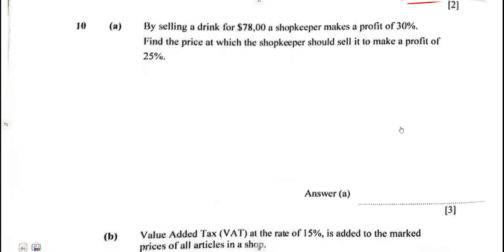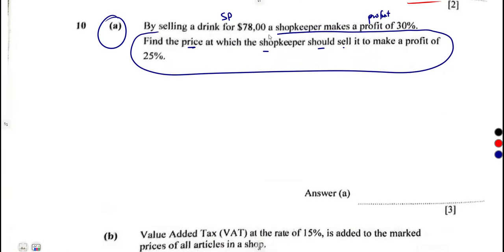All right. Number 10, by selling a drink. For this, we have got our selling price. A shopkeeper makes a profit. So there is a profit, and find the price at which the shopkeeper should sell it to make a profit of. So this is the second condition from what we are given.